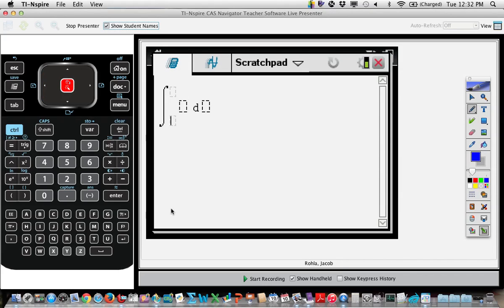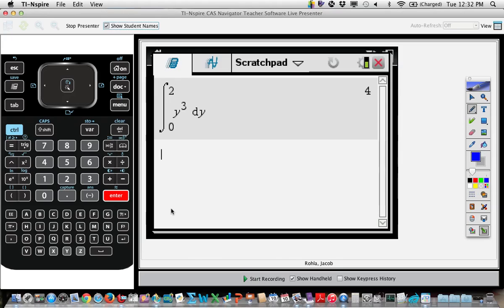And let's put in our 0 and our 2 here. And let's put in our y cubed. Okay, and then dy, and hit enter, and we find that that area is 4. And so this will do these definite integrals for us. Now, our first quiz, though, is going to be no calculator.